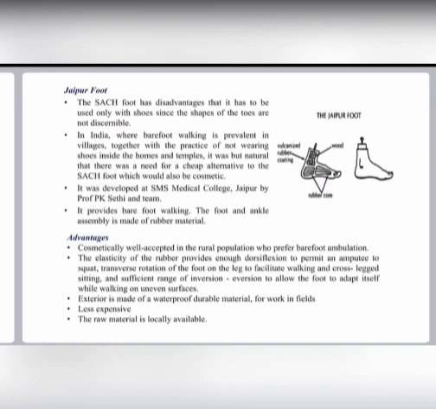Advantages: cosmetically well accepted in the rural population who prefer barefoot ambulation. The elasticity of the rubber provides enough dorsiflexion to permit an amputee to squat, transverse rotation of the foot and the leg to facilitate walking and cross-legged sitting, and sufficient range of inversion and eversion to allow the foot to adapt itself while walking on uneven surfaces. The exterior is made of waterproof, durable material for work in fields, and is less expensive. The raw material is locally available.